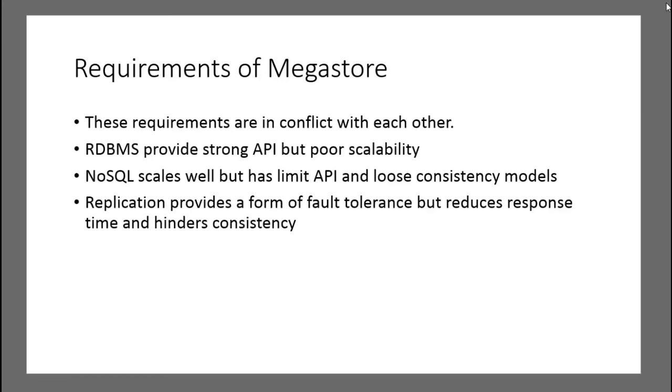So this provides a problem for Megastore. Many of these requirements conflict with each other. The traditional relational databases give you a very strong API, a very strong query language, but they scale very poorly. On the opposite end of the spectrum, NoSQL scales very well, but has a very limited API. The queries that you can perform are very simple, very basic, very weak, and it also has a very loose consistency model.